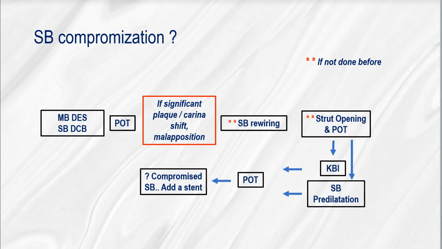Steps taken if there is side branch compromise: after hybrid PCI and POT, if there is significant plaque or carina shift or malapposition, side branch rewiring followed by strut opening and POT are done, followed by kissing balloon inflation or side branch pre-dilatation, followed by another last POT. If there is still compromise of the side branch, another stent is added.